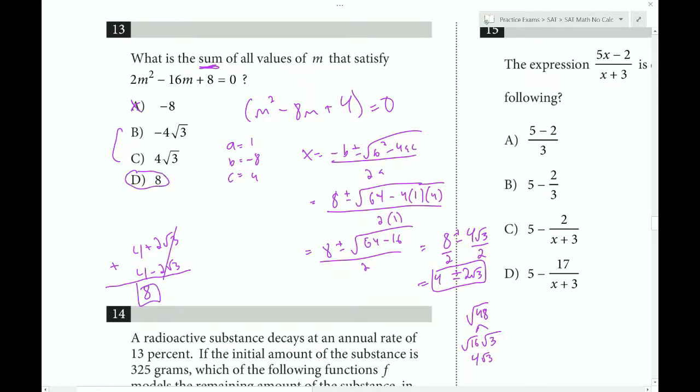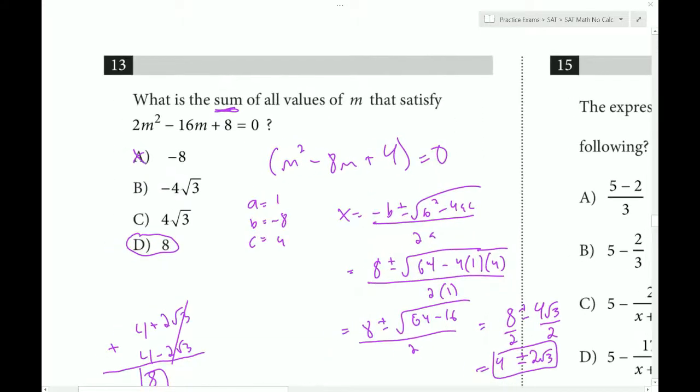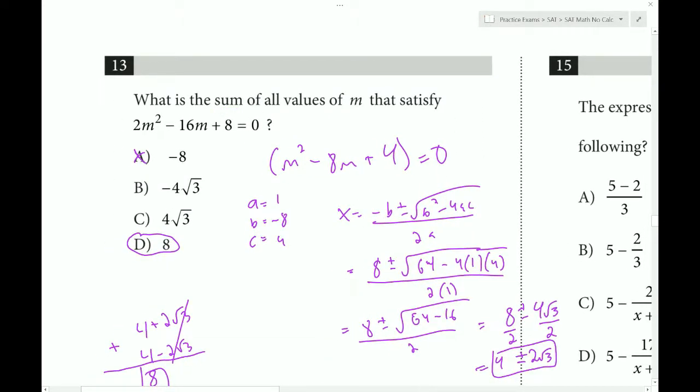Now, you might be wondering if there's a shortcut, and actually it turns out there is. Since they're asking about the sum of values of m that satisfy this situation, as opposed to the actual roots, what we can do is to use our sum formula. So the sum is equal to negative b over a, right?